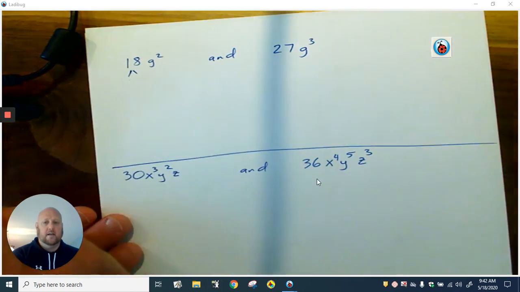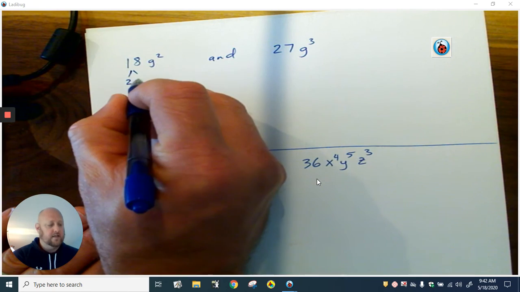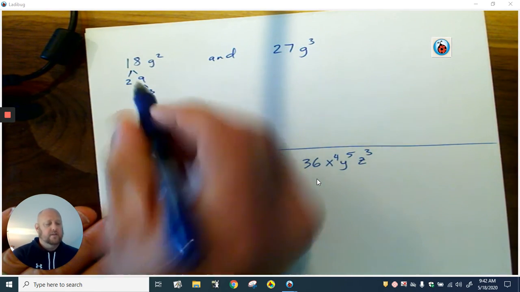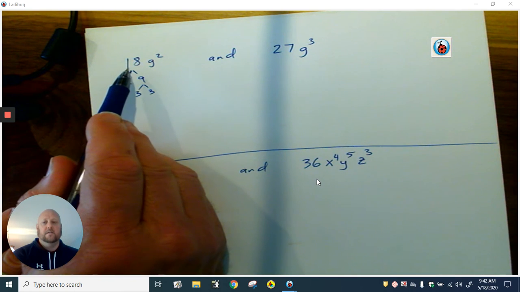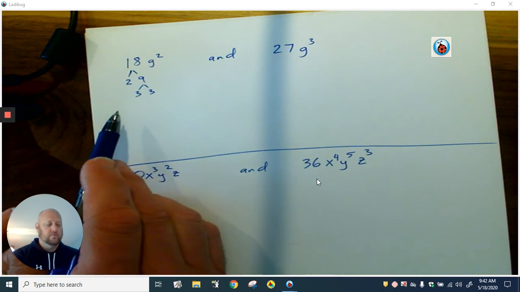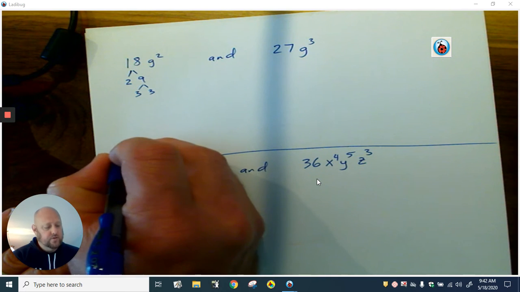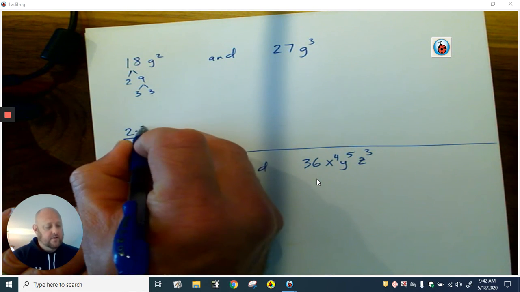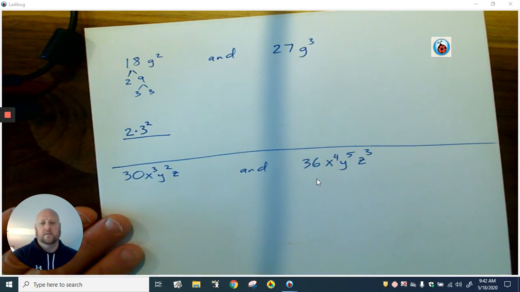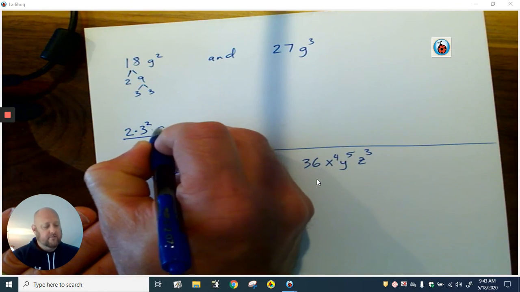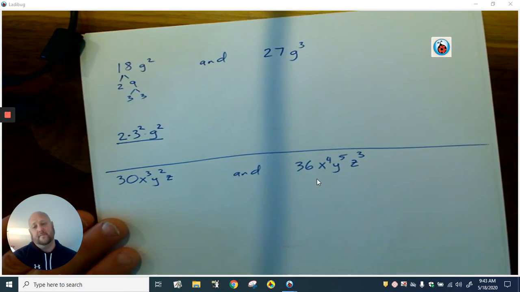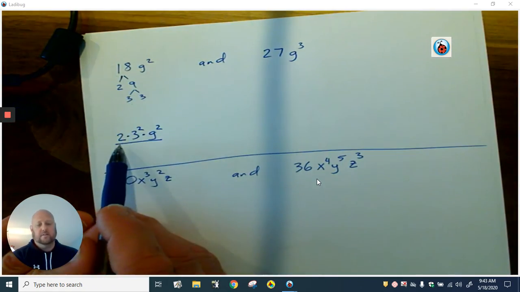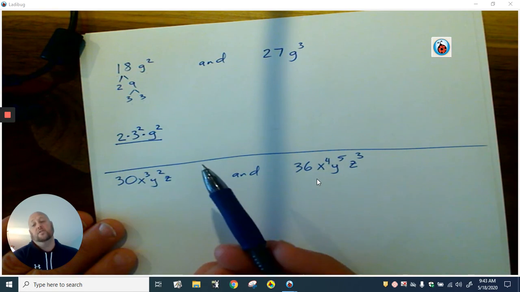Break that 18 down. 18 breaks down into 2 and 9. 9 is 3 and 3. So the prime factorization of 18g squared would be, I have a 2, I have 2 3s, and then I have 2 g's. Just write that right next to it. Okay? So 18g squared is the same as 2 times 3 squared times g squared.